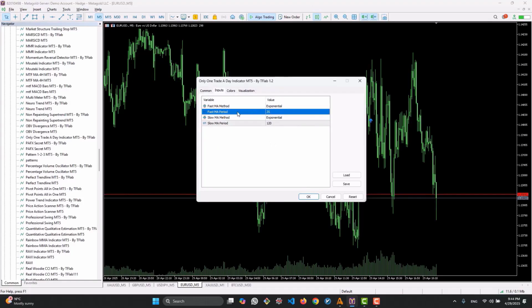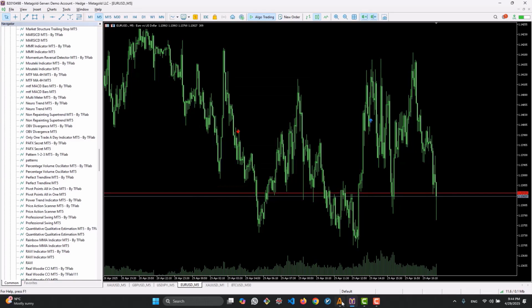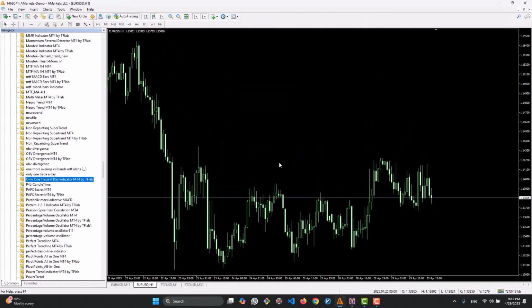Calculation method and the period for each moving average. We can choose the calculation method from among these options, and we can enter the period for the fast-moving average and the period for the slow-moving average. You can also use the MT4 version of this indicator on the MetaTrader 4 platform.